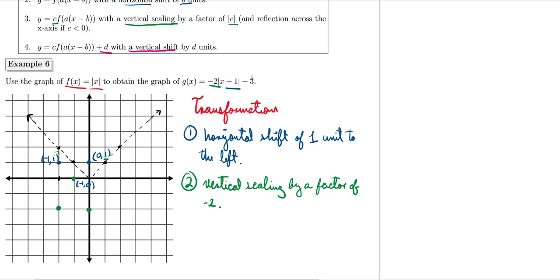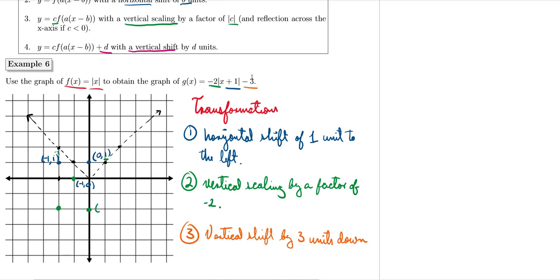Now let's see, last but not least, we do have a subtraction of negative 3. Alright, so it's outside the absolute value, it's outside the function, so it means that we're affecting the y value again, and this time around we are shifting it by 3 units down. So another vertical shift. Okay, so now let's apply the change.